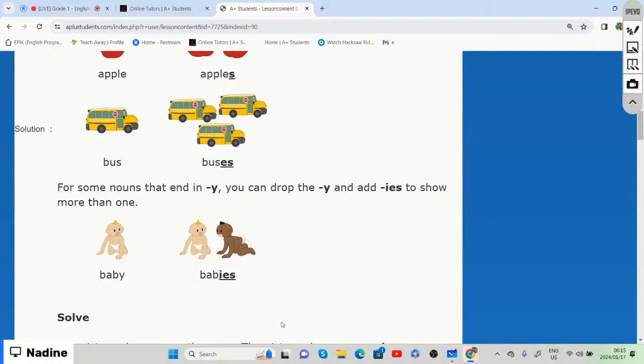So we said that if we show more than one, then in a specific word, right? If we're going to be showing the plural form, then the letter Y is going to fall away, and we're just going to add IES.